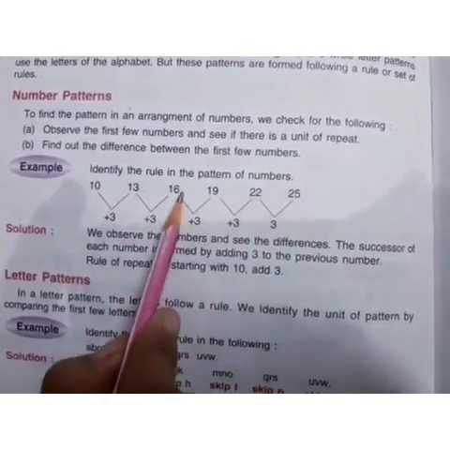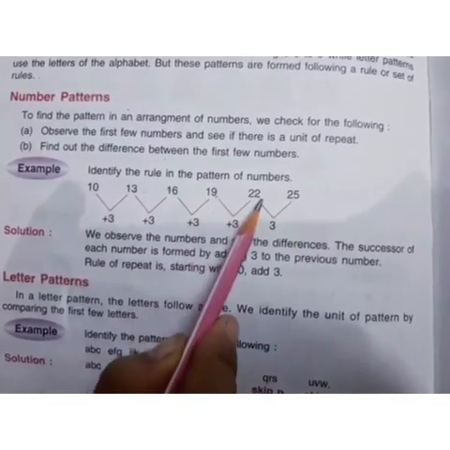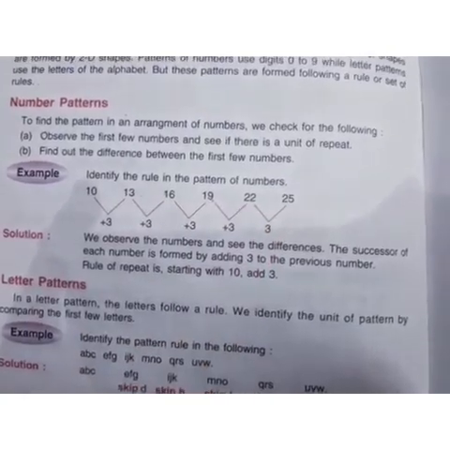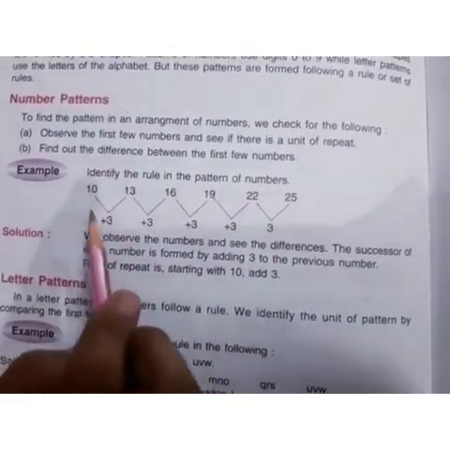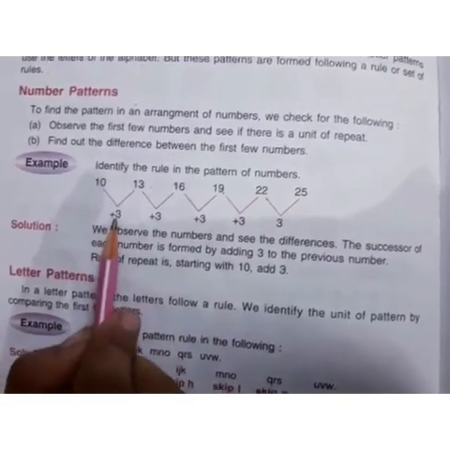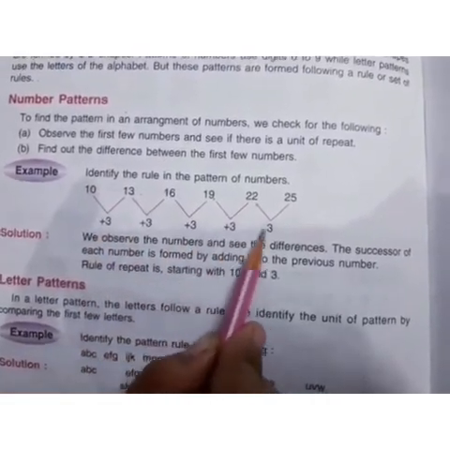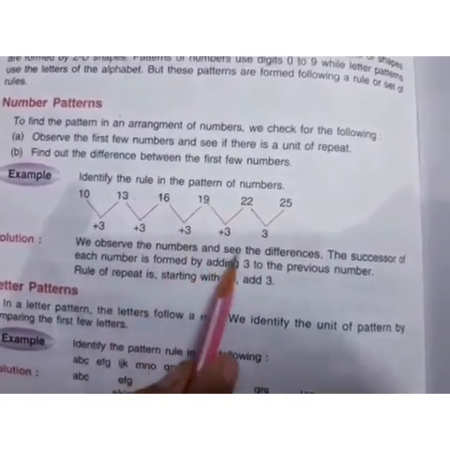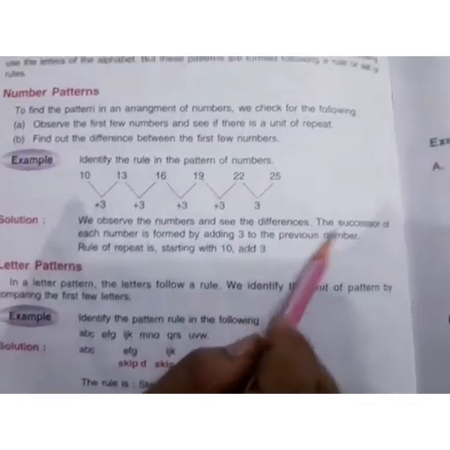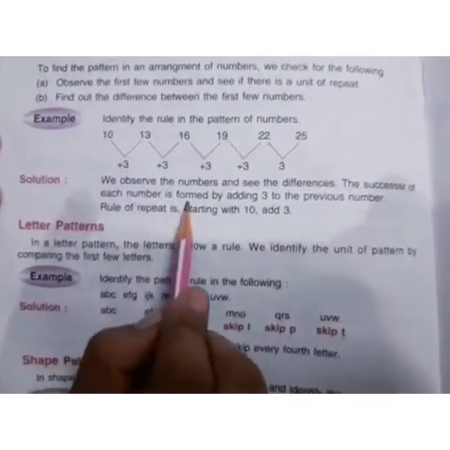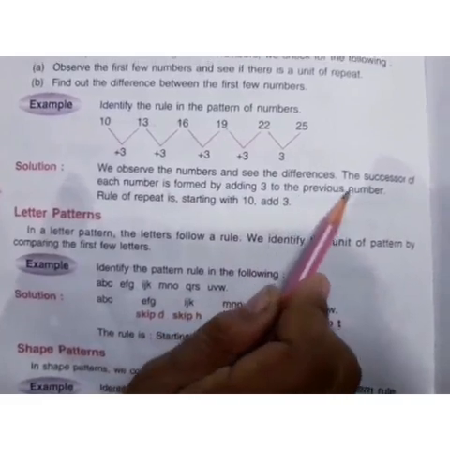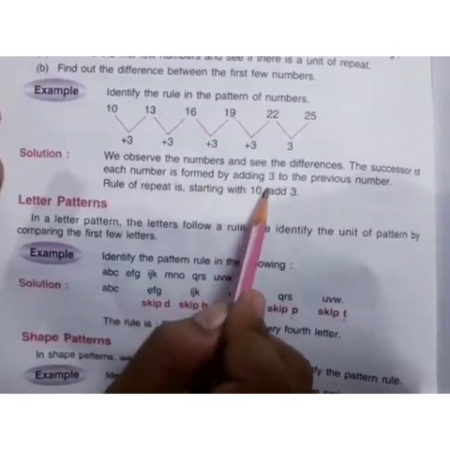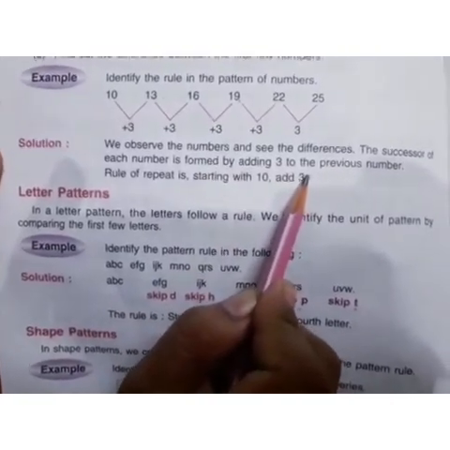We can check. Here 16 plus 3 is 19, 19 plus 3 is 22, 22 plus 3 is 25. So we can say this is a pattern. So here it is plus 3, plus 3, plus 3. We are adding 3 each time, so we are getting a pattern. We observe the numbers and see the difference. The successor of each number is formed by adding 3 to the previous number. The rule of repeat is starting with 10 and add 3.